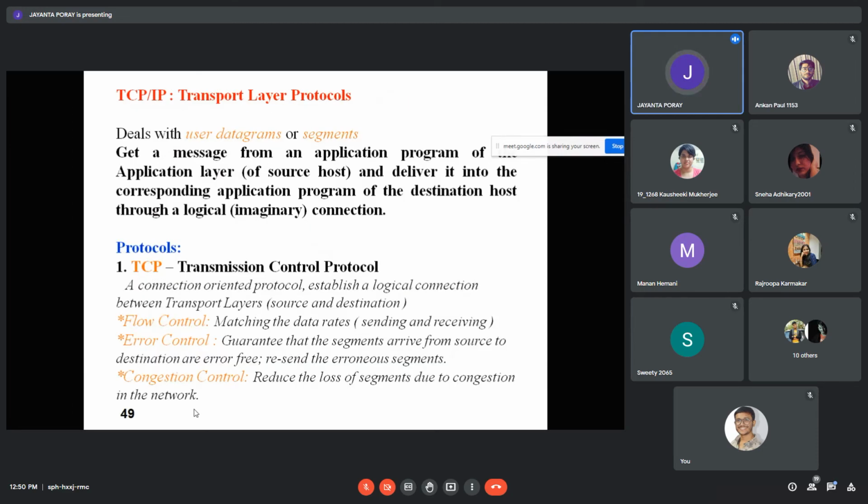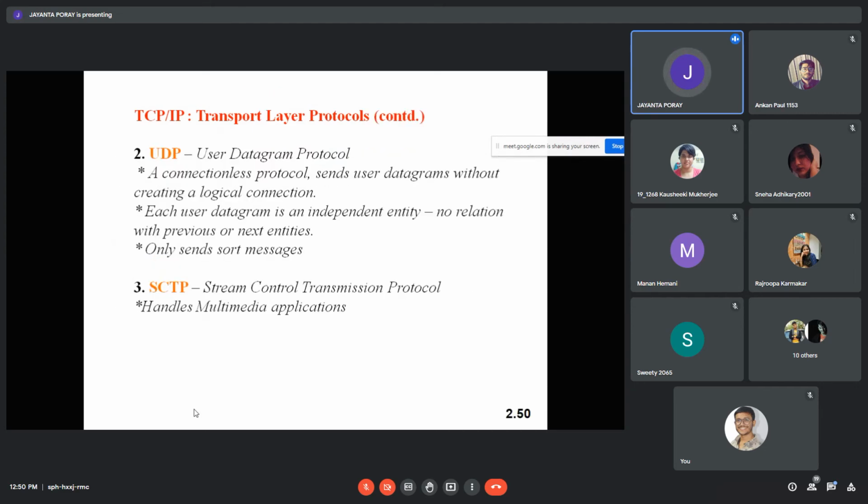Okay, then for the transport layer, I have TCP, which is Transmission Control Protocol. The task of TCP is to facilitate flow control, error control, and congestion control. It is a connection-oriented protocol because it establishes a logical connection between the sender and the receiver before transmission. UDP is User Datagram Protocol, a connectionless protocol which sends user datagrams without creating logical connections. In your lab you have done sockets, that is, TCP sockets and UDP sockets.